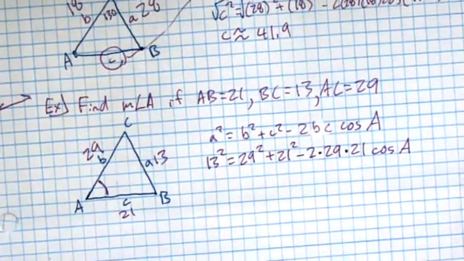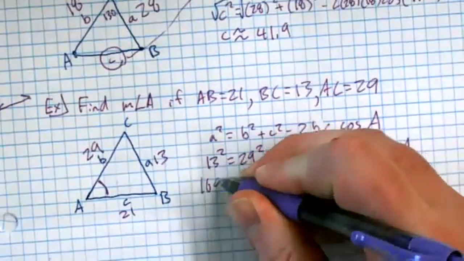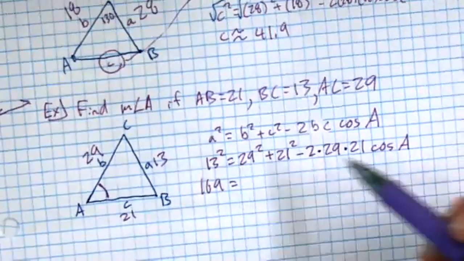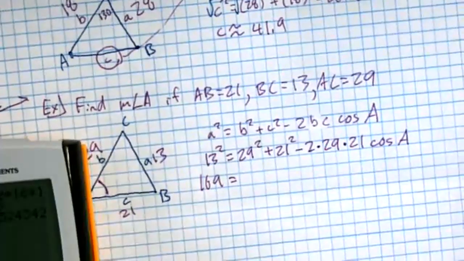So here's what I'm going to do. I'm going to do 13 squared. Y'all know what 13 squared is? 169 equals, I don't know what 29 squared plus 21 squared is. I'll let my calculator figure that out for me. 1282.